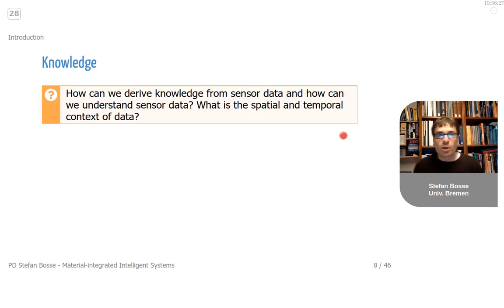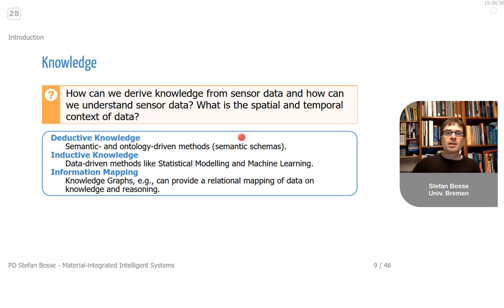So we talk about knowledge. How can we derive knowledge from sensor data, and how can we understand sensor data? What is the spatial and temporal context of data? Very important. So we distinguish deductive knowledge, inductive knowledge, and information mapping.